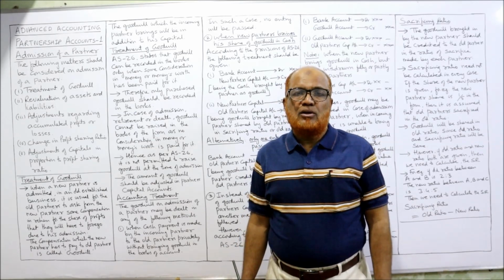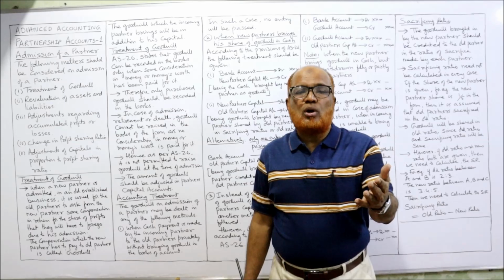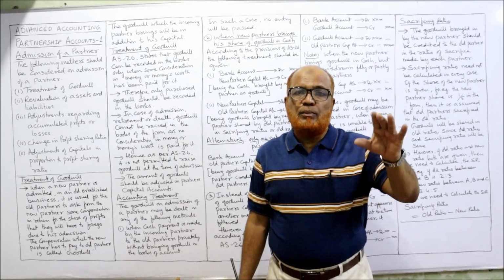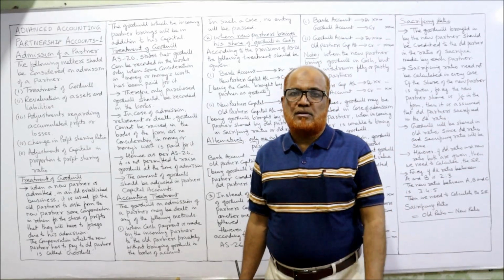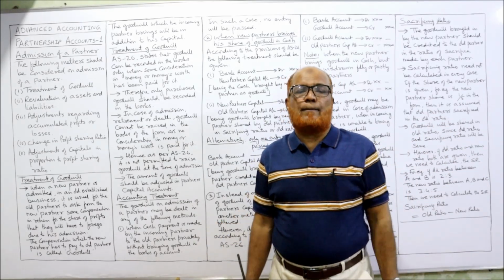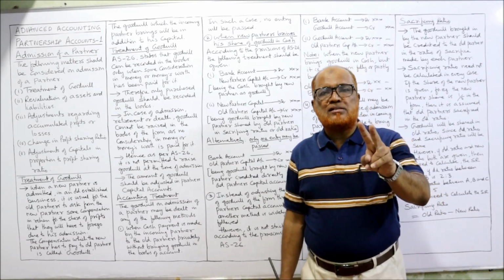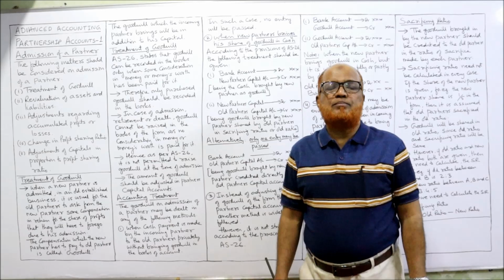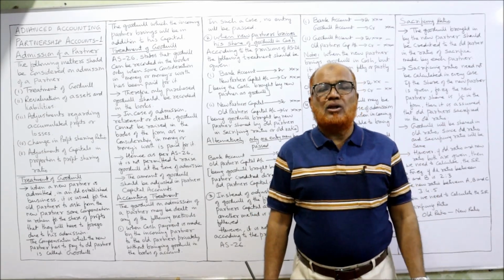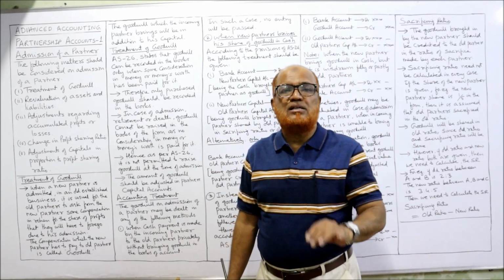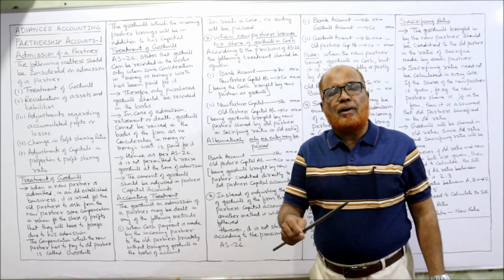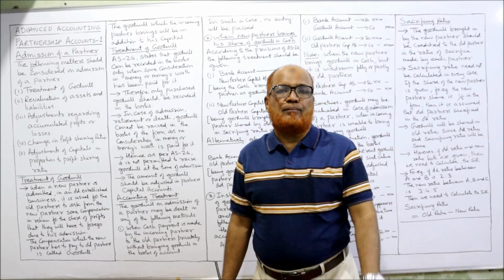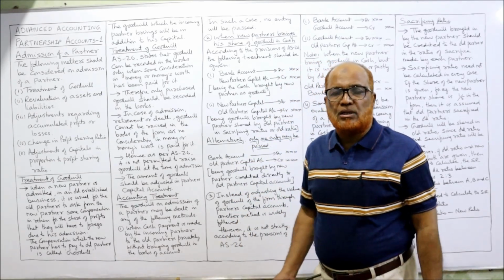So the new partner should bring some extra premium, some extra amount, and this extra amount will be shared by the old partners because they are losing the share. Earlier only two partners were there, sharing 50-50. Now a new partner has been brought in, so the old partners' share of profit has decreased. That's why the old partners will ask the new partner to bring some extra money. That extra money is called goodwill.